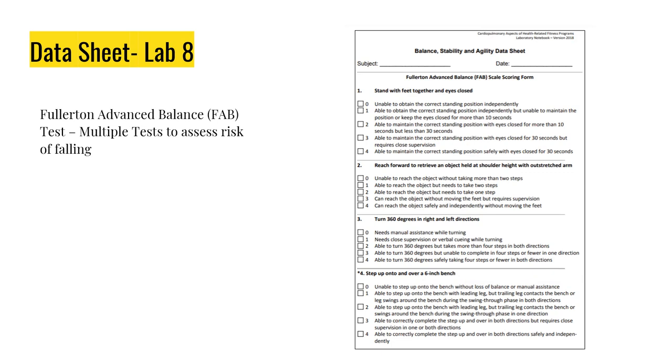But let's say that your client is an older adult, right, and is struggling with this test of standing with feet together and their eyes closed. They would score a zero. So you mark here zero if they were unable to obtain the correct standing position independently, right? And so you can see all the different scoring from zero to four and what they entail.